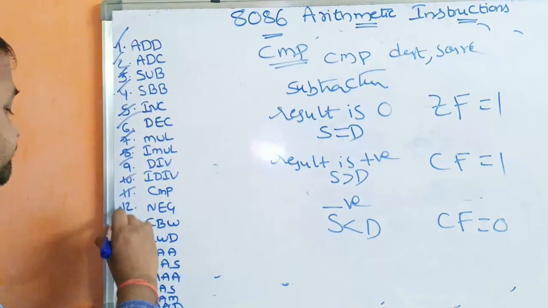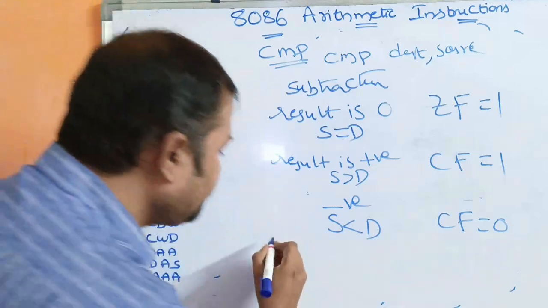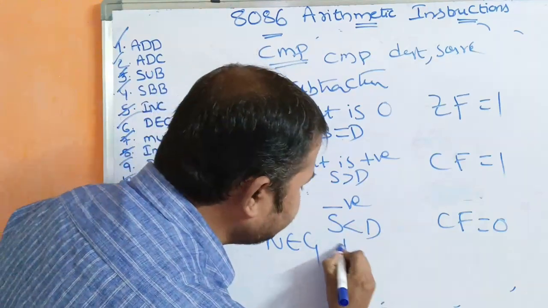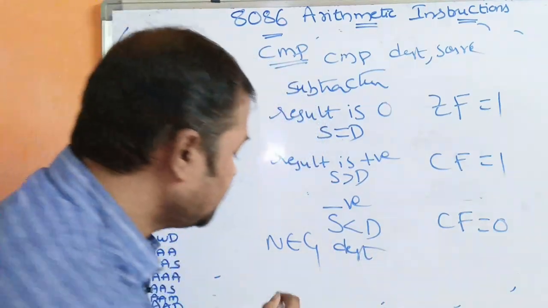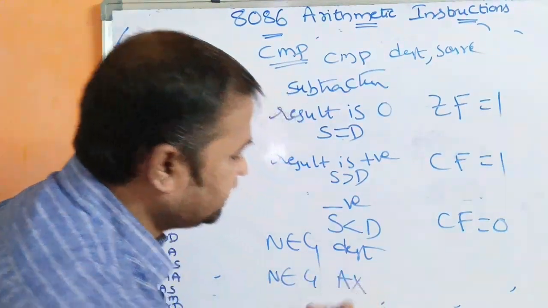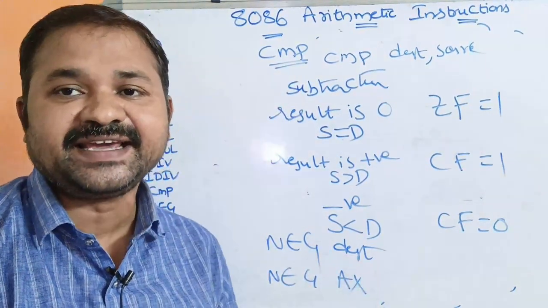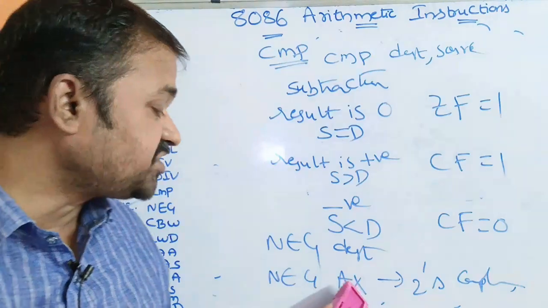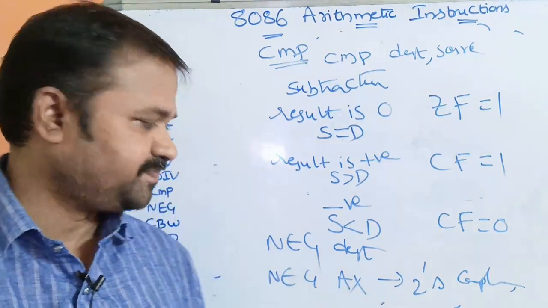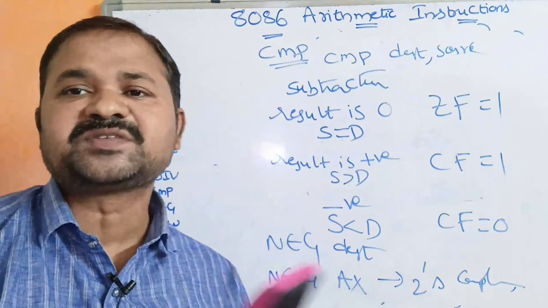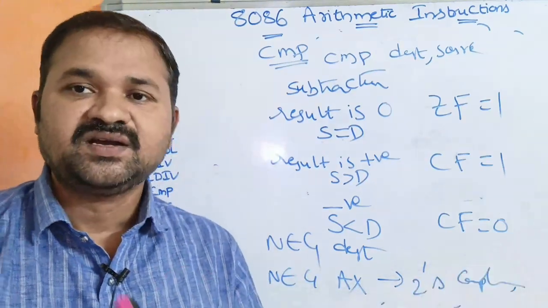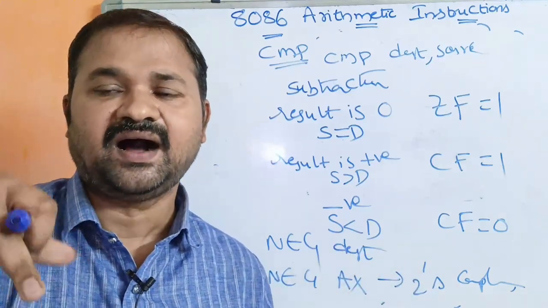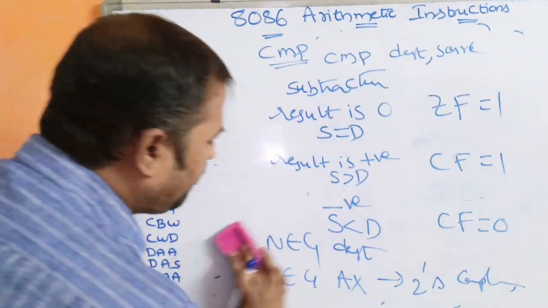The next one is negation, NEG. NEG stands for negation. Here there is one operand. NEG space destination, for example NEG AX. The major advantage of NEG is that by using it we can calculate the 2's complement. The destination can be either a register or a memory location. Negation means 2's complement, and 2's complement means 1's complement plus 1. First the 1's complement will be calculated and then 1 will be added. So this is about NEG.